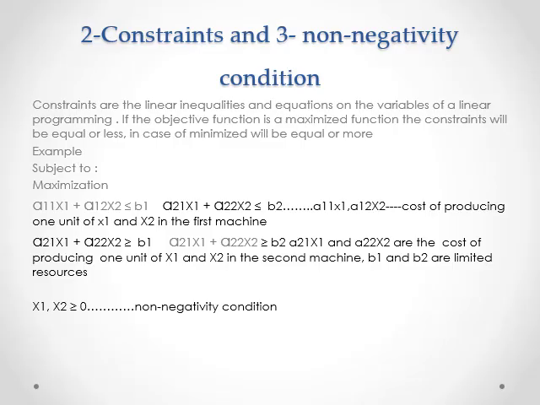We said that a linear programming problem contains 3 components: objective function, constraints, and non-negativity condition.